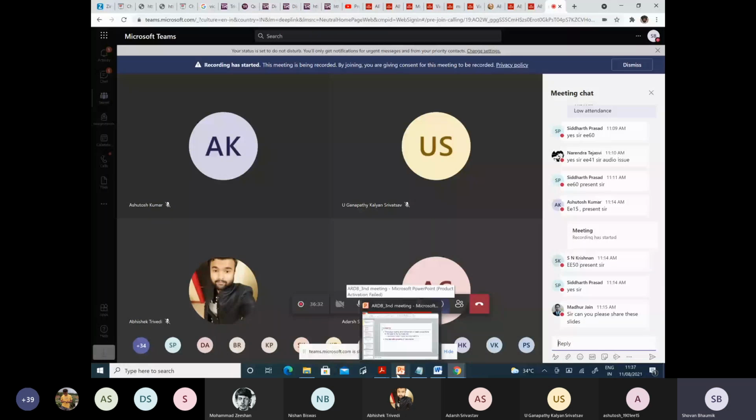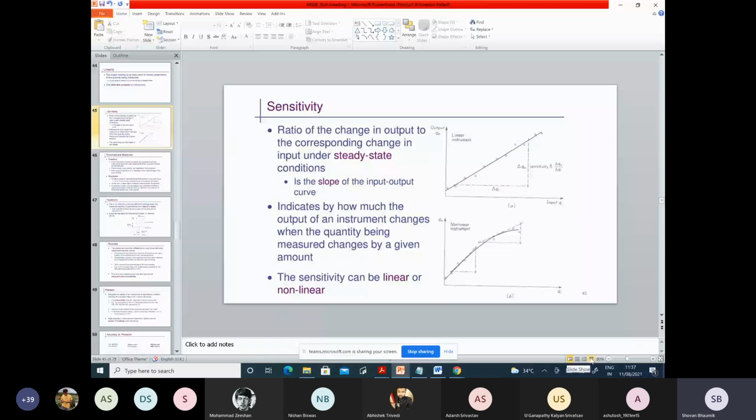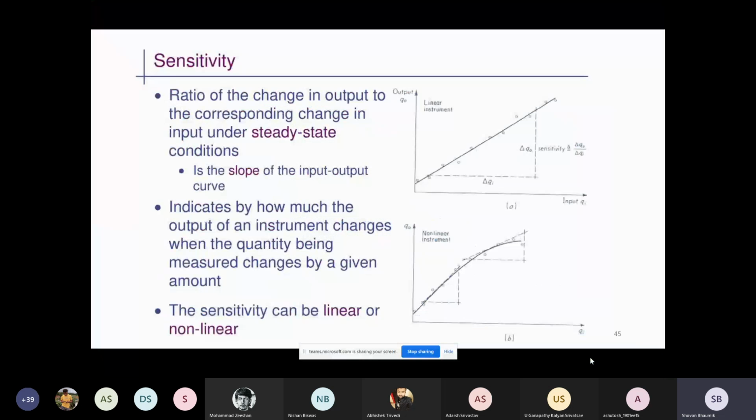Now, the sensitivity is also another very important concept. What is sensitivity? Suppose you have a measuring instrument, you have some input, you get some output. You have a small change of input, you get a small change of output. The ratio of the change in output to the change in input under steady state condition is called the sensitivity. What does it mean? Suppose you have input Qi, you have output Q0, and you change the input a little by delta Qi, and your output will definitely change.